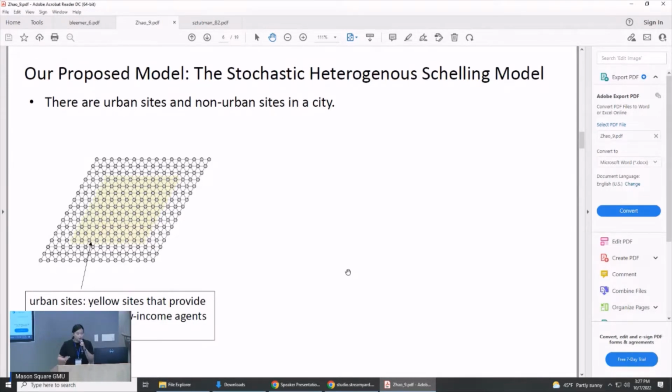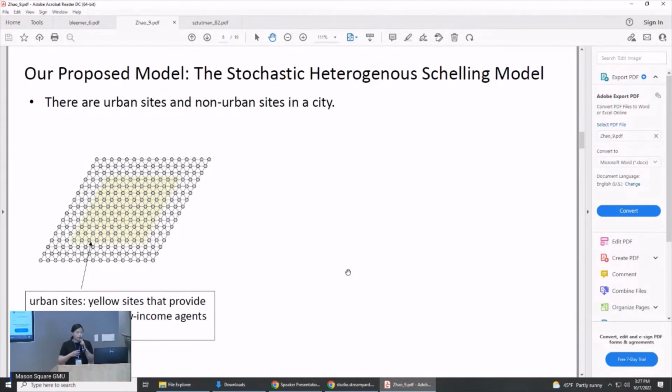So now let me introduce our proposed model. We call it the stochastic heterogeneous Schelling model. It is heterogeneous in two ways. First, we introduce the concept of urban sites. We imagine agents are living on a triangular lattice, like this picture shows. You can see a lot of rings there, right? Each ring represents a residential location, and it can accommodate at most one agent, regardless of its color.